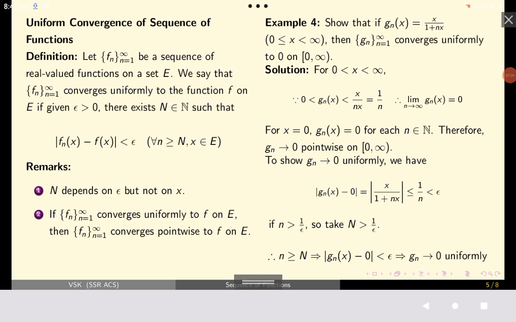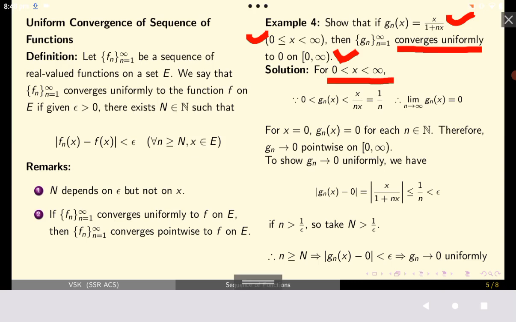Now let us see one example. Here we will show that g_n(x) = x upon 1 plus nx, where x lies in this interval, then g_n(x) converges uniformly to 0 on this interval. This example we have seen in the previous slide also.